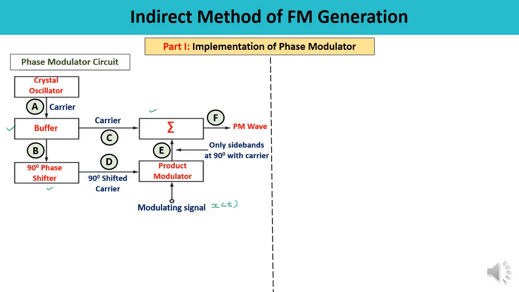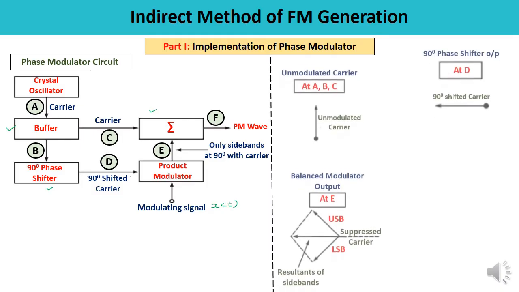It means the carrier which is used for modulation is 90-degree shifted with respect to the original carrier, right? So at the output of the product modulator, we will get a double sideband suppressed carrier signal, that is the AM signal without carrier, and this signal consists of only two sidebands with their resultant in phase with the 90-degree shifted carrier. You can draw the phasor also so that you will be able to understand it.